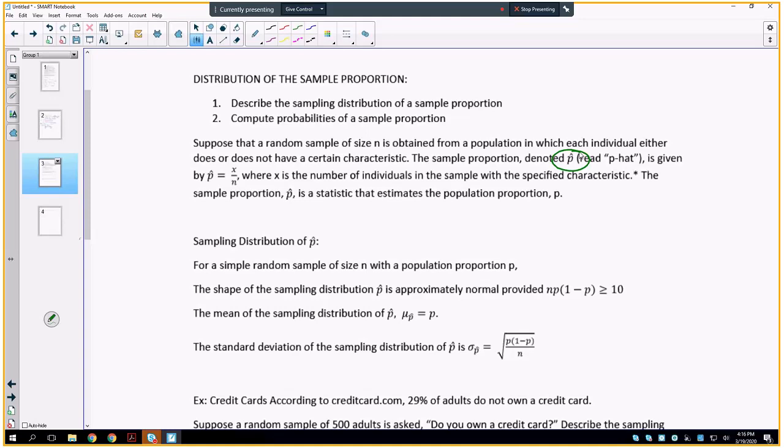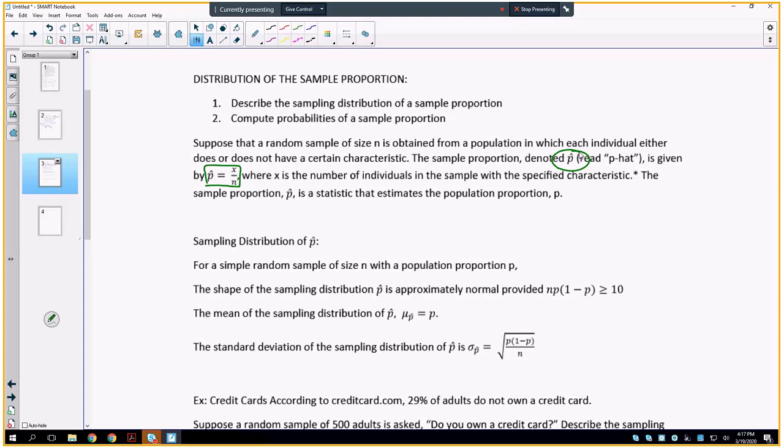So the lecture note says, suppose that a random sample of size n is obtained from a population in which each individual either does or does not have a certain characteristic. So we have like a yes or no question, you either do or you don't. We can split the population into those two groups, the groups that do, the groups that don't. Kind of like our binomial distribution before. So from that type of population, we're going to take a random sample of size n. So the proportion p hat is x, the number of individuals in the sample with the specified characteristic, divided by n, the size of the sample.